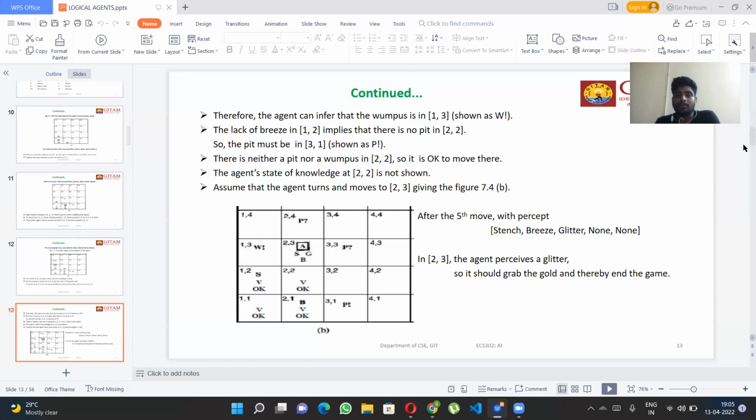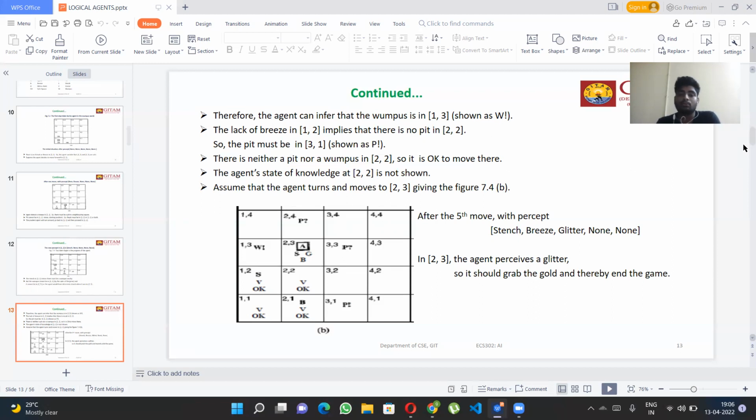If there is no pit or no Wumpus in 2,2, it is okay. We can move to another box. I will again repeat it. If there is no pit or Wumpus in the box 2,2, we can move forward. The agent's state of knowledge is also saying the same thing, that 2,2 is not showing any pit or Wumpus. We can simply assume that the agent turns and moves to 2,3.